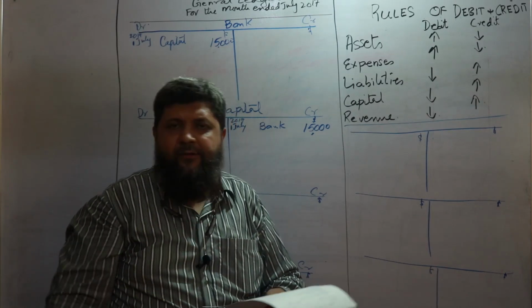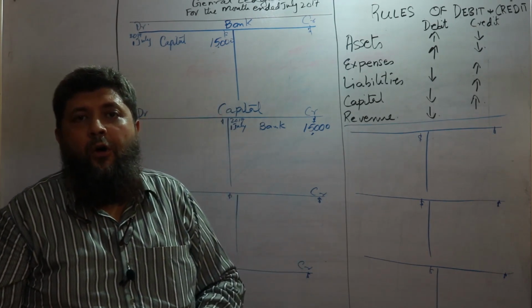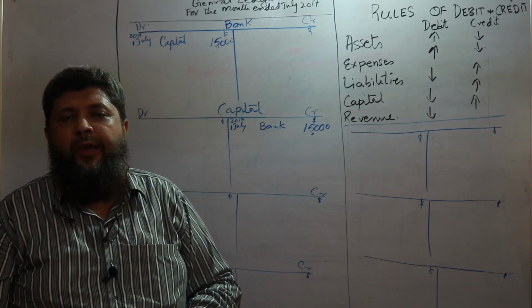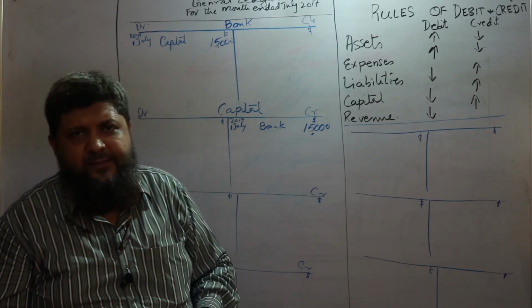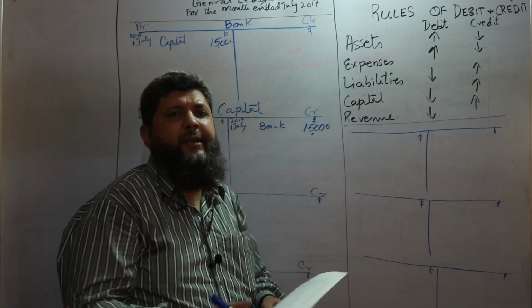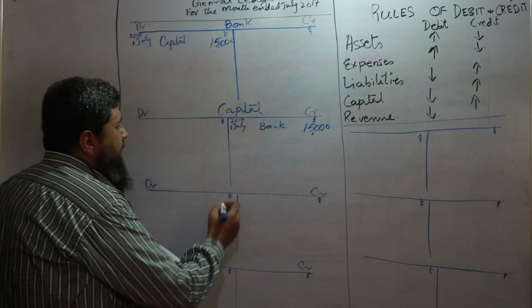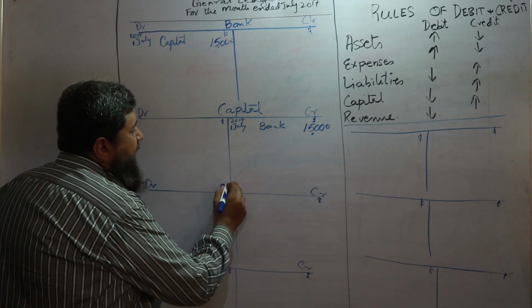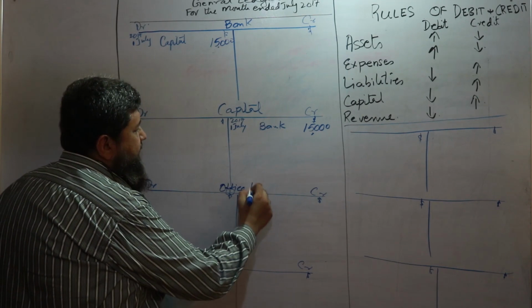Now move on to the second transaction. Bought office furniture by check 1200. Office furniture. For any business, office furniture is an asset. And when assets increase, they should be posted on the debit side according to the rules. So what we will do, we will give a title to this account, office furniture.